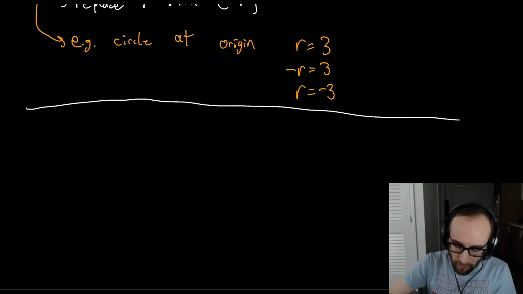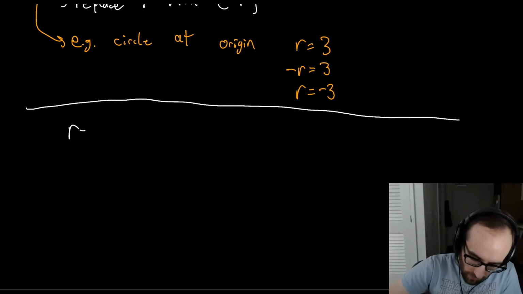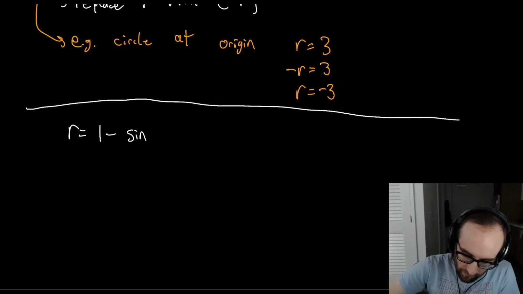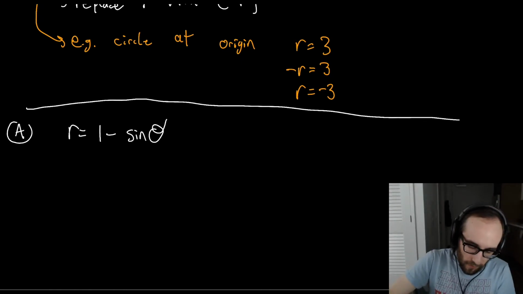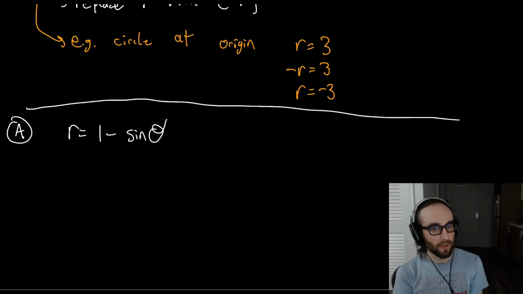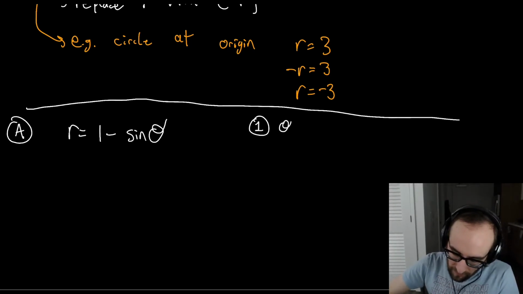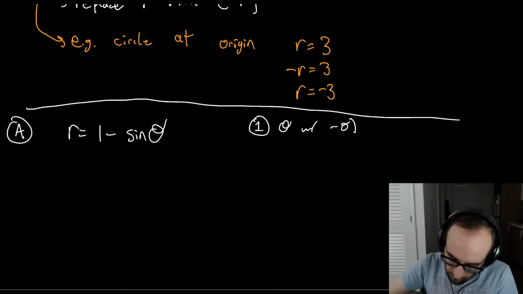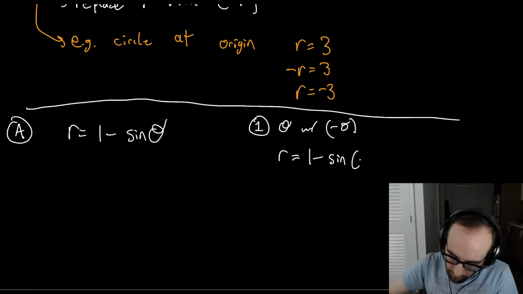Another equation I want to look at is r equals 1 minus sine theta. I'll just label this A. Here we can do some tests for symmetry. First, we can check to see if replacing theta with negative theta gives us the exact same equation. If we were to do that, we would have r equals 1 minus sine of negative theta.